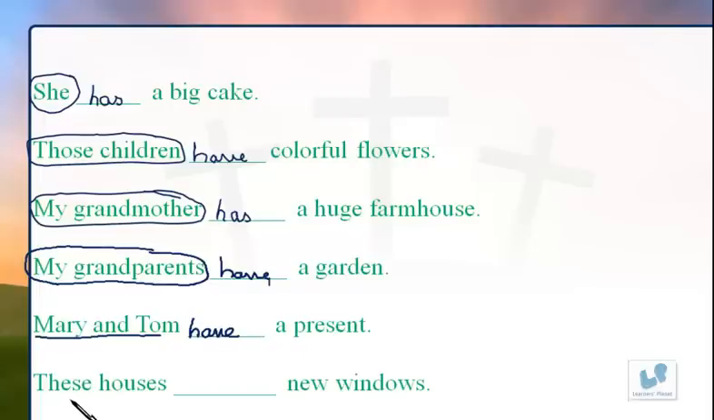Now the next one is, these houses dash new windows. These houses, it refers to a group of houses. So they come under third person plural. I'm sorry, they come under third person plural. And with the third person plural, we use have. So the correct fill in the blank will be have.